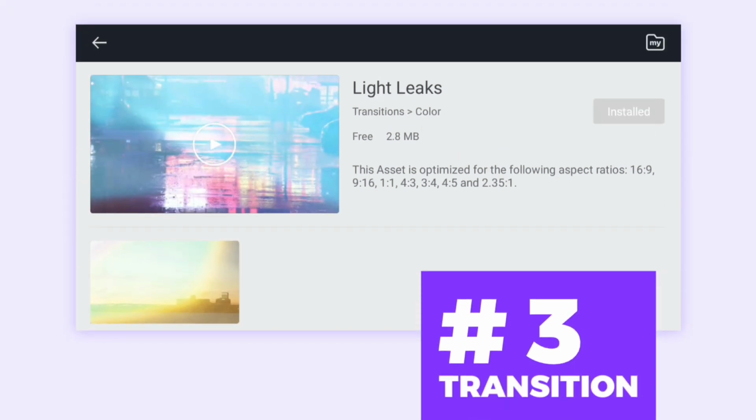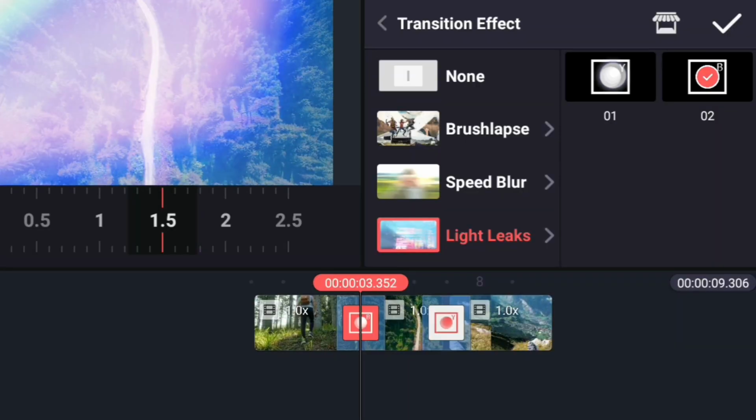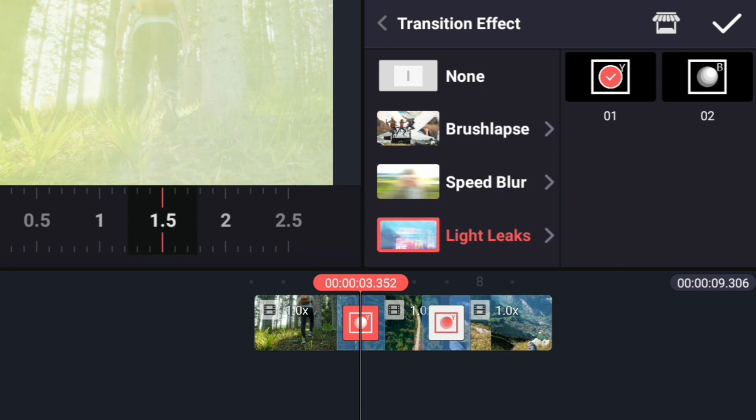The name of the third transition pack is Light Leaks. In this you will get to see only 2 transitions. So let's watch the preview video of this too.